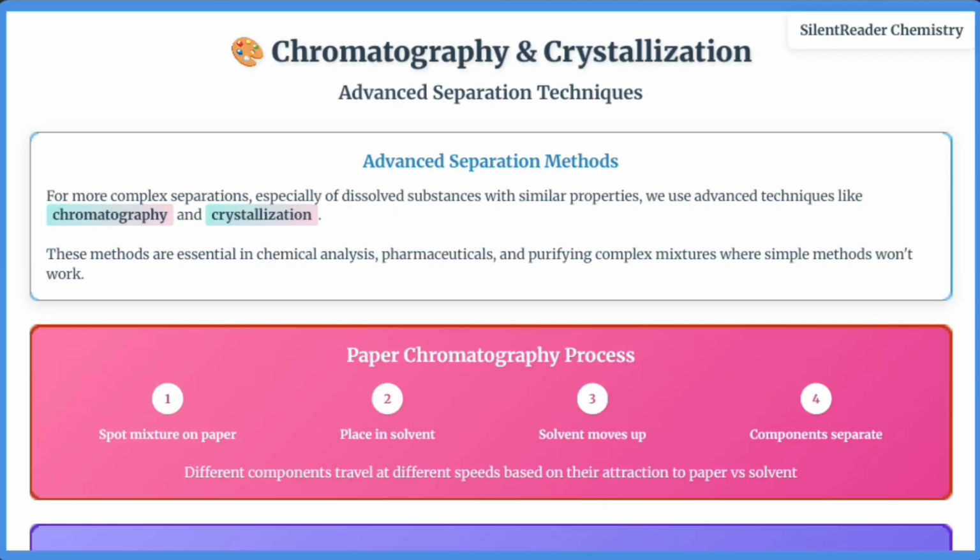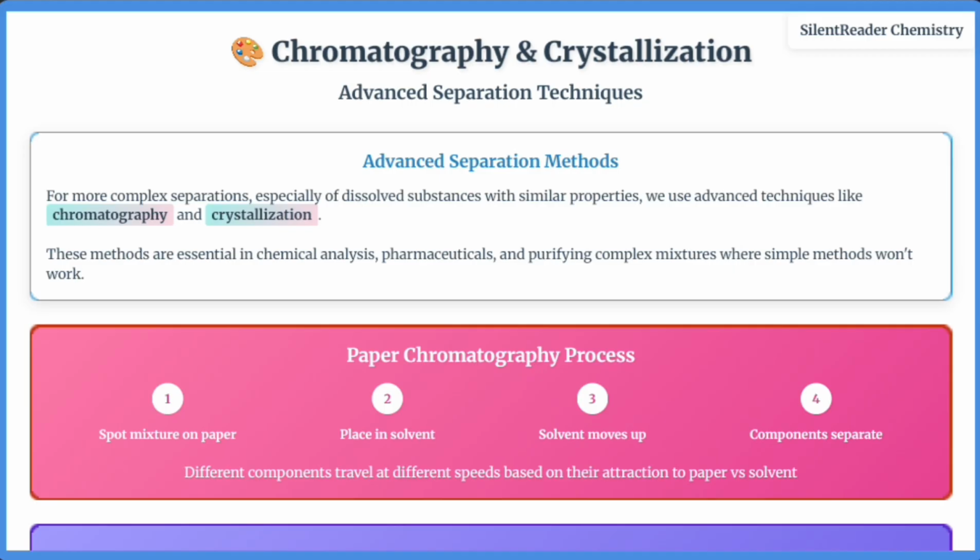For complex separations, especially of dissolved substances with similar properties, we use advanced techniques like chromatography and crystallization. Paper chromatography separates components based on different solubility in solvent versus attraction to paper, used for ink analysis and plant pigments. Thin layer chromatography uses coated plates for drug analysis.